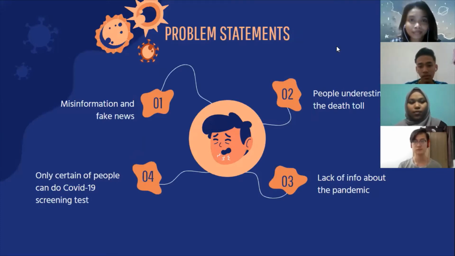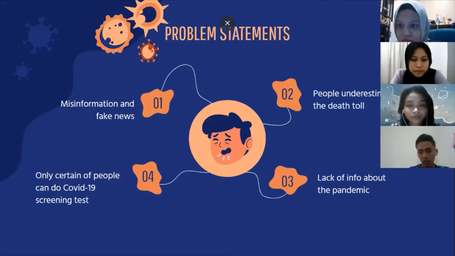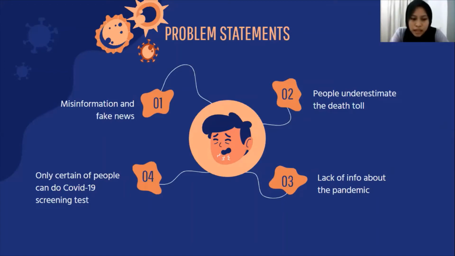Problem statement. Now I will present the problem statements. The first problem is misinformation and fake news about COVID-19. Ever since COVID-19 has spread all over the world, people have been exposed to false claims and data about COVID-19. This has caused unnecessary mass panic when they make their own assumptions.